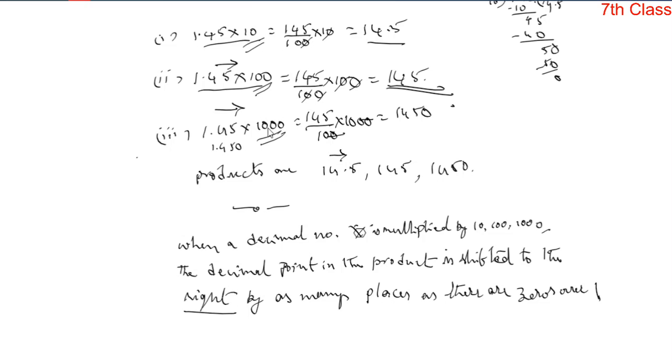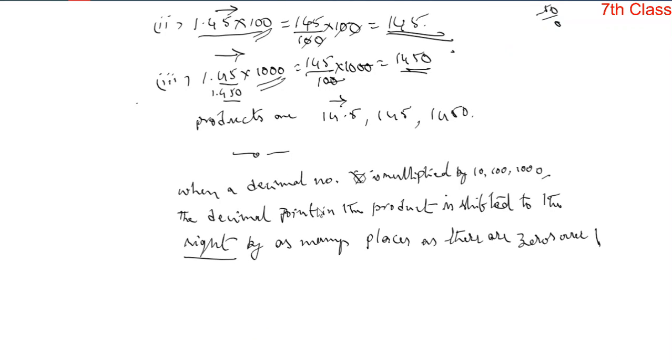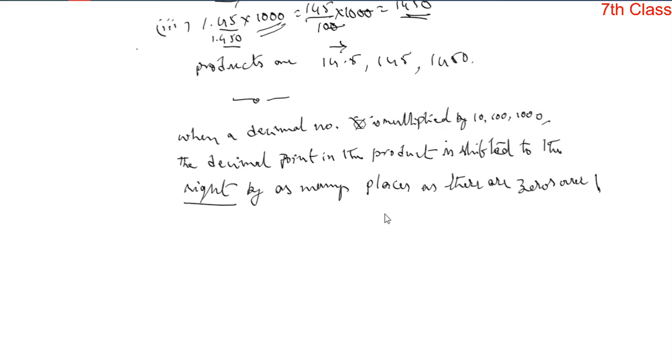3 zeros are there. So you should shift the decimal point to the right by 3 digits. But here, how many digits are there? 2. So we can keep 1 0. 1.45 or 1.450, both are the same. So now we shift the decimal point to the right by 3 digits. 1, 2, 3. Therefore, 1450. So like that, we can multiply decimal numbers by 10, 100, 1000, etc.